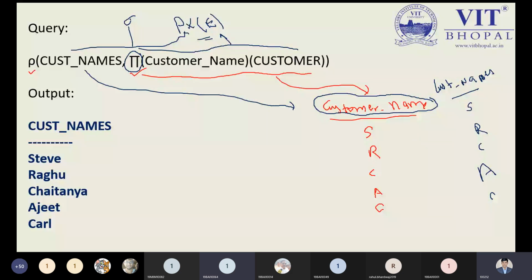It will not print. Yes sir, it will not print. So if you want to print, then we have to use this one. So this is the reason.